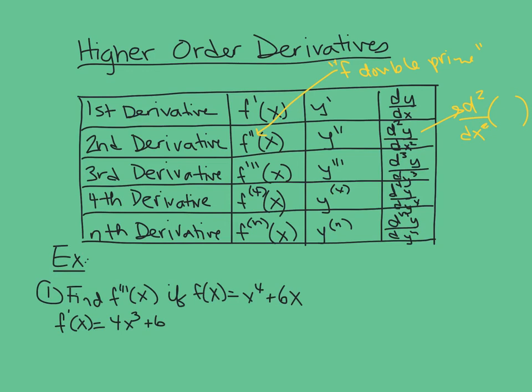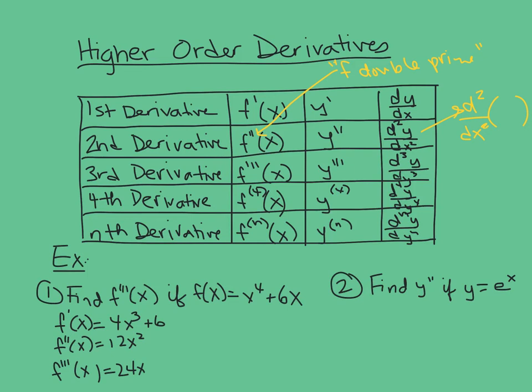Once you have the derivative, to find the second derivative, you're basically just going to be taking the derivative of the derivative. So f double prime is going to be 12x squared. The 6 is actually going to become 0, so it's going to go away. And then my f triple prime is just going to be 24x.